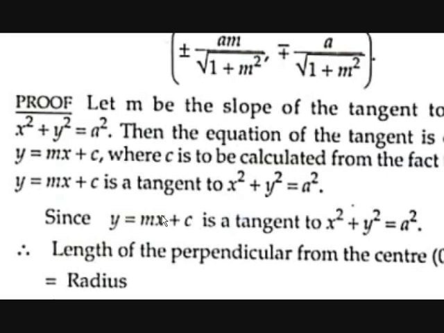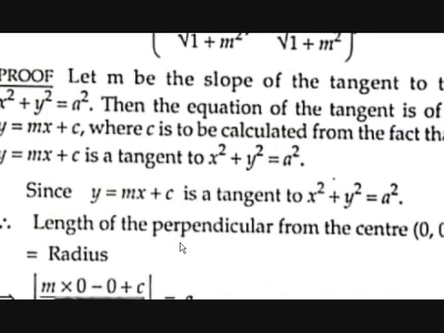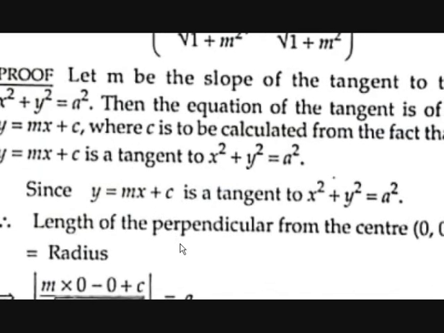y is equal to mx plus c is tangent to the circle, right? Then, length of perpendicular from center to that line, what will that be? It will be the radius, right? Because it is a tangent, it touches the circle. So it will be equal to the radius. Length of perpendicular from center (0, 0) to the line is the radius.